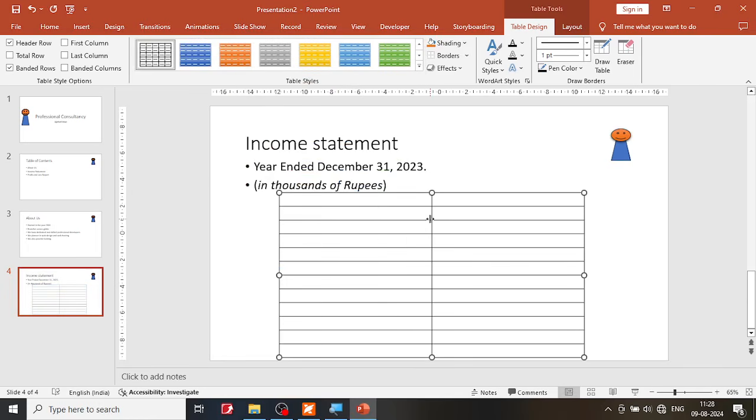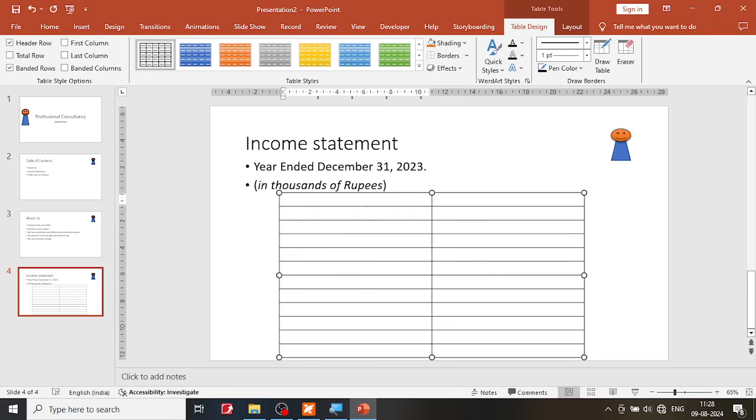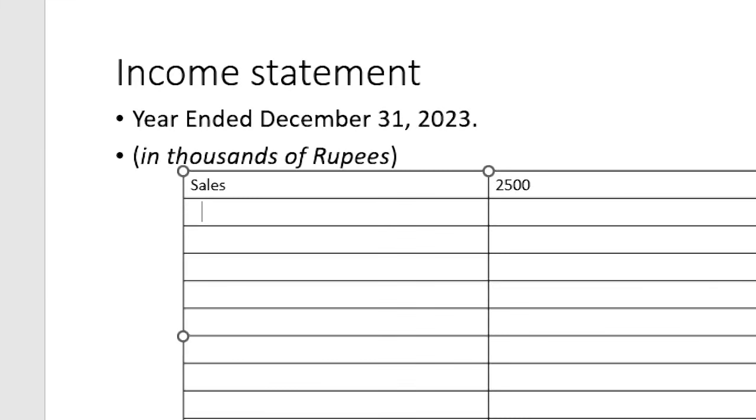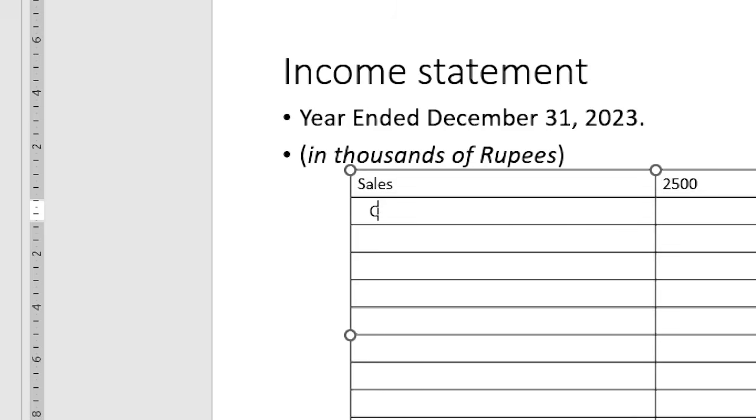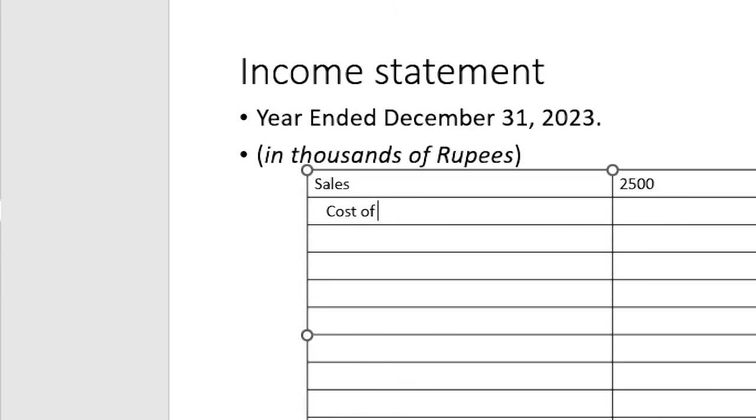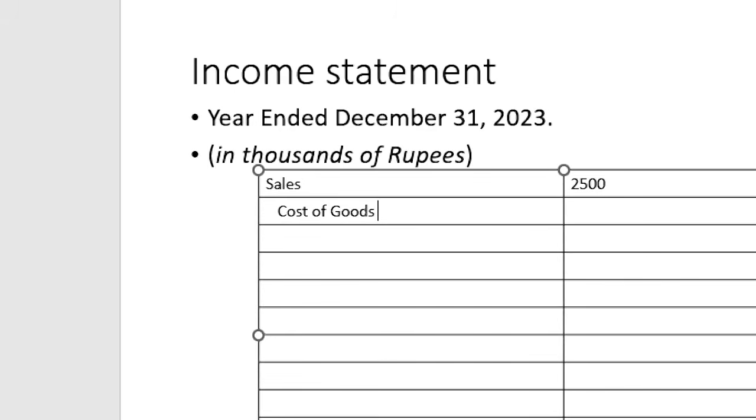So that being done, let me start typing the content. In the income statement, first we say how many sales occurred. My total sales were 2500 in thousands, remember. So this is going to be a very large number. For this sales I will put some space here, and then say cost of sales. First we have to say cost of goods sold.